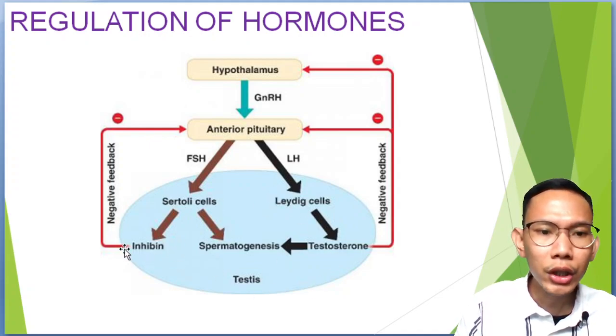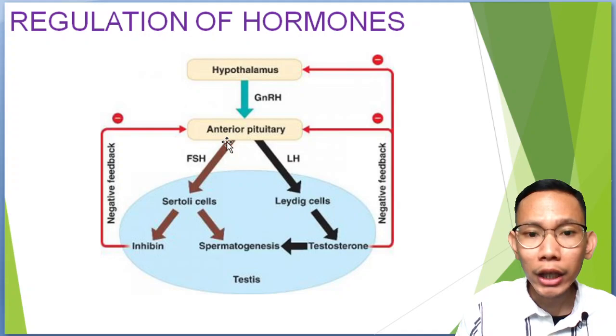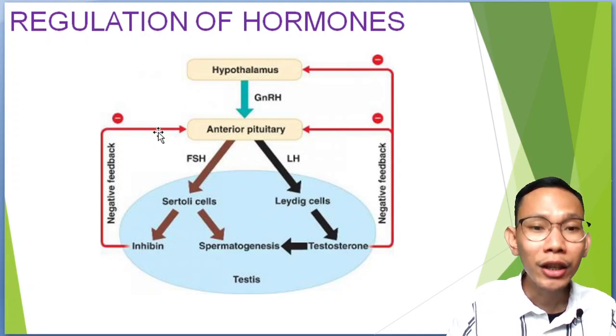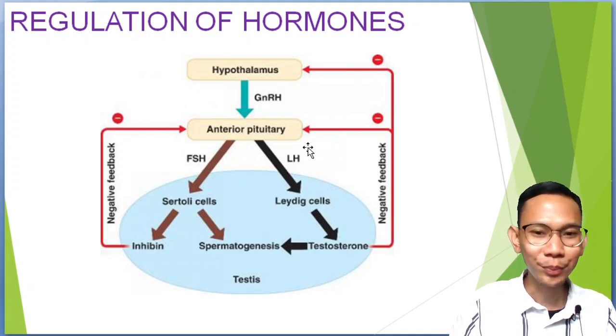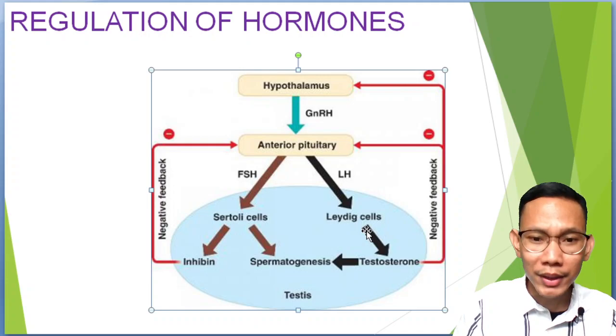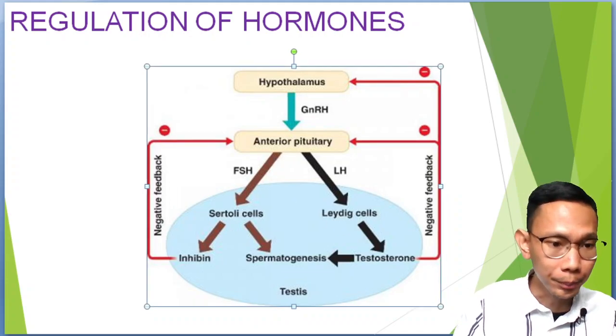An increased level of your inhibin can cause a negative feedback in your anterior pituitary gland to inhibit the secretion of your FSH, while your testosterone will cause a negative feedback towards your hypothalamus and anterior pituitary gland to decrease their secretion. Just follow the diagram. This is a very simple diagram.